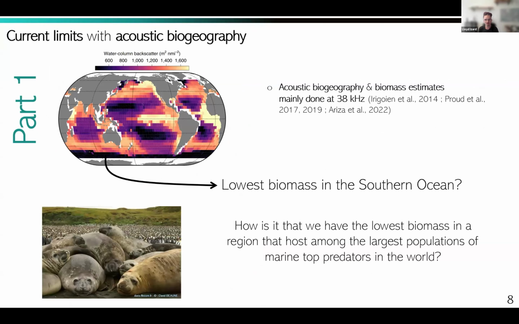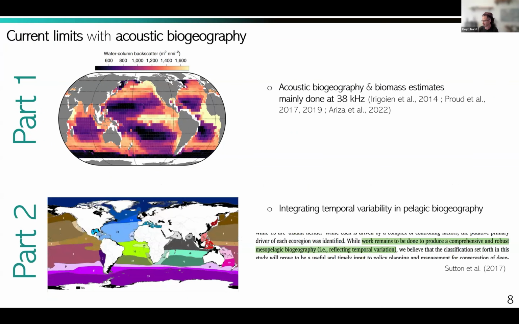And we can wonder, how is it that we have the lowest biomass in regions that host among the largest populations of marine top predators in the world? That's something we will try to cover during the first part. In the second part, we will try to see how we can integrate temporal variability in pelagic biogeography.